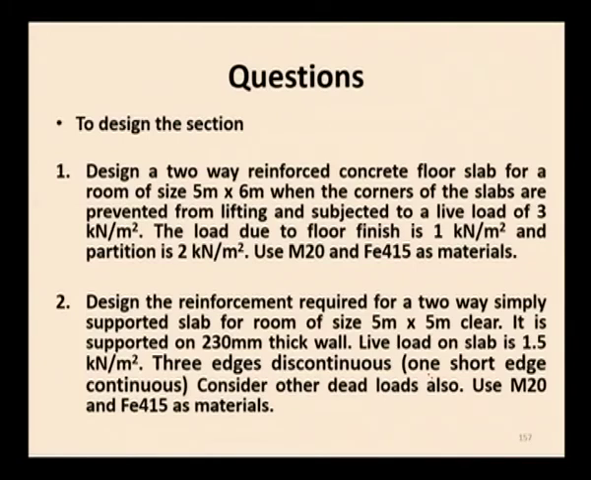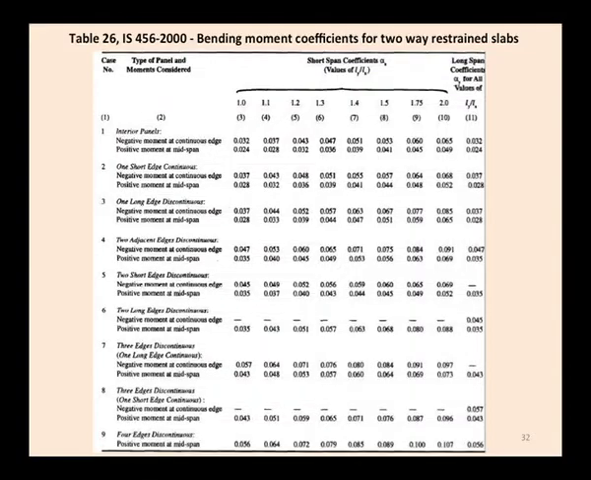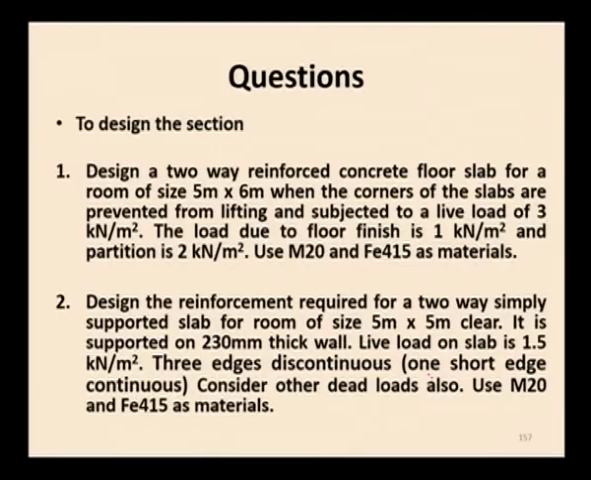For this one we need to select the bending moment from table 26, case 9, that is 4 edges discontinuous. And the second one, design the reinforcement required for a two-way simply supported slab for a room of size 5 meter by 5 meter clear. It is supported on a 230 mm thick wall. The live load on the slab is 1.5 kilonewton per meter square. The condition is 3 edges discontinuous, 1 short edge continuous. Here consider other dead loads also, use M20 and Fe 415 as materials.